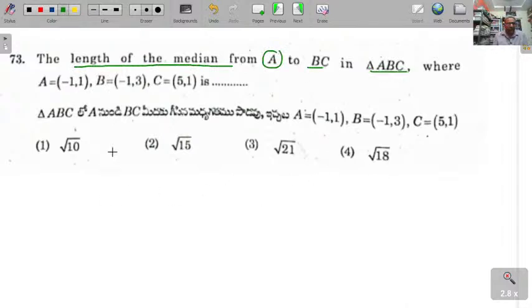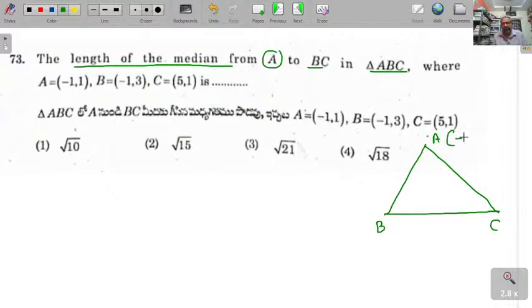So that means first of all, let us draw a triangle, right? This is triangle ABC whose coordinates are A is minus 1 comma 1, B minus 1 comma 3, C is 5 comma 1. Now the length of the median drawn from A we need to find out. So draw the median from A to BC, say D, this is the median. Now AD length we need to find out. D becomes the midpoint of BC.